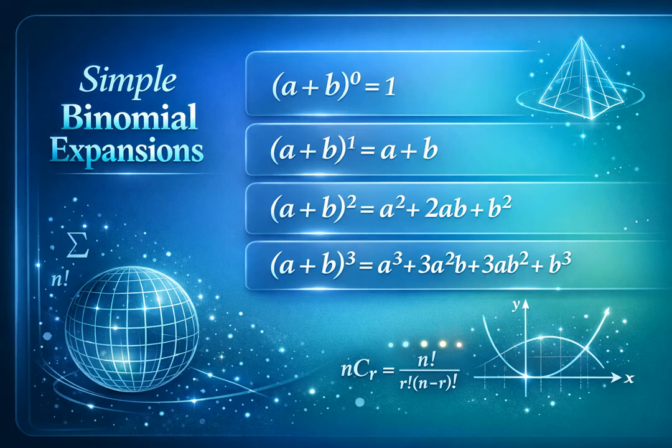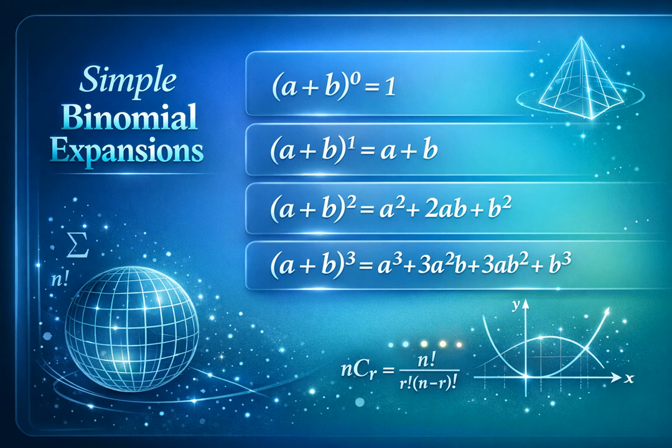Let's start with simple binomial expansions. (a + b)^0 equals 1. (a + b)^1 equals a + b. (a + b)^2 equals a^2 + 2ab + b^2. (a + b)^3 equals a^3 + 3a^2 b + 3ab^2 + b^3.